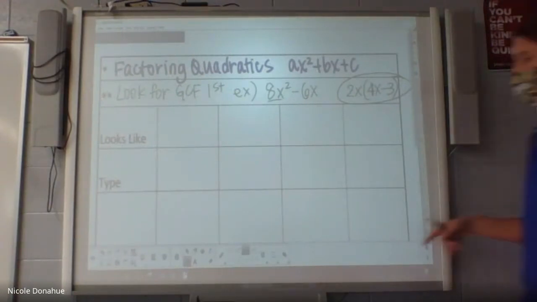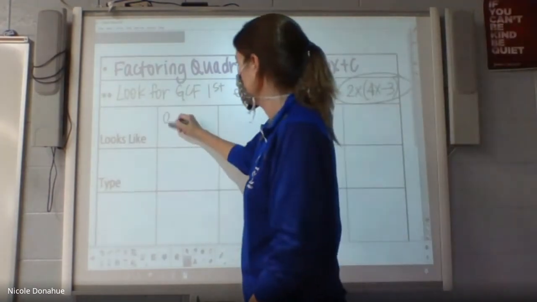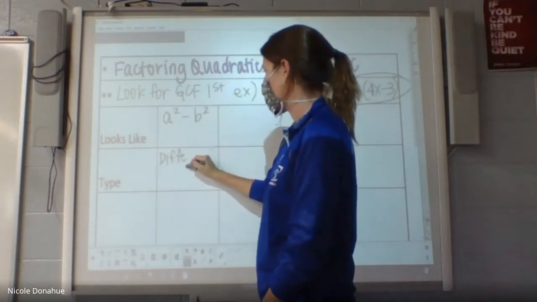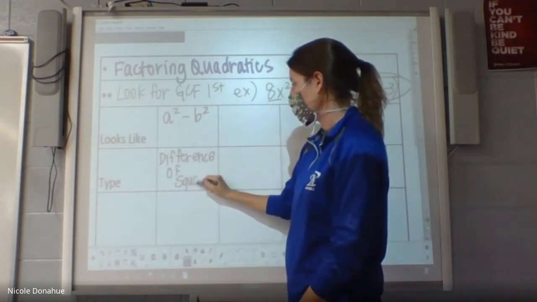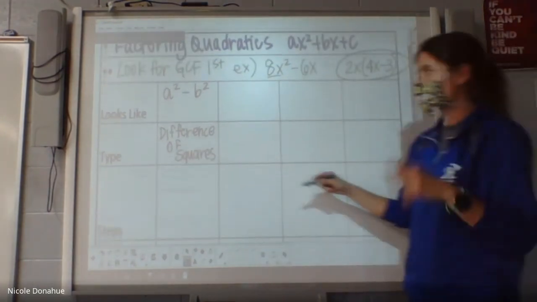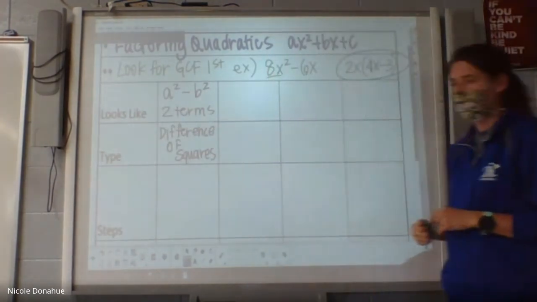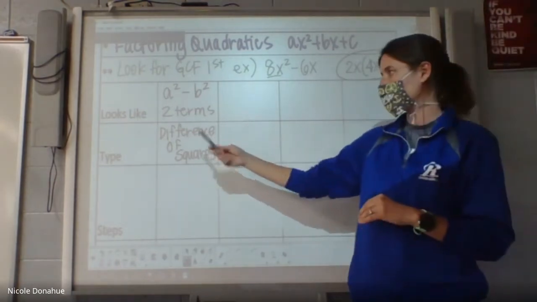The first one is called difference of squares. The name kind of gives it away, and the fact that it's only 2 terms. Difference means what in math? Subtraction. So we're subtracting, and squares means they're perfect squares. So we're subtracting perfect squares here.